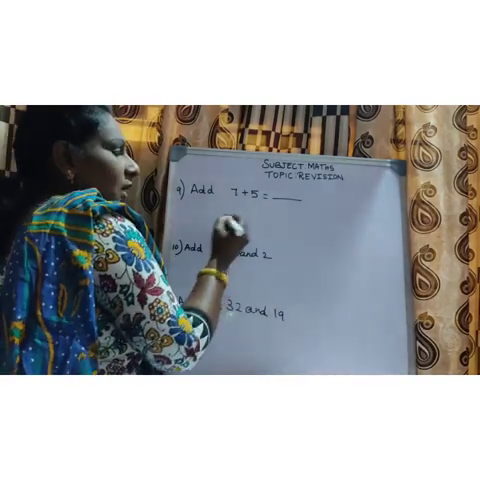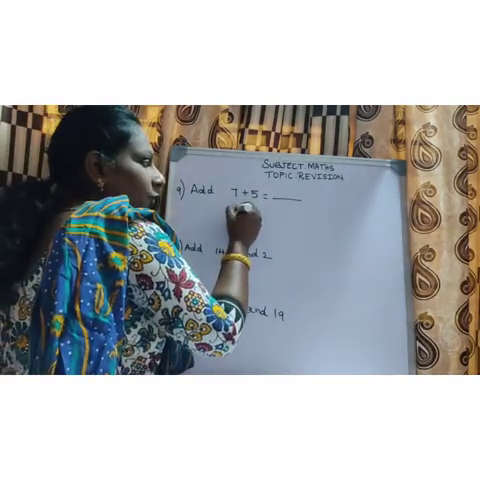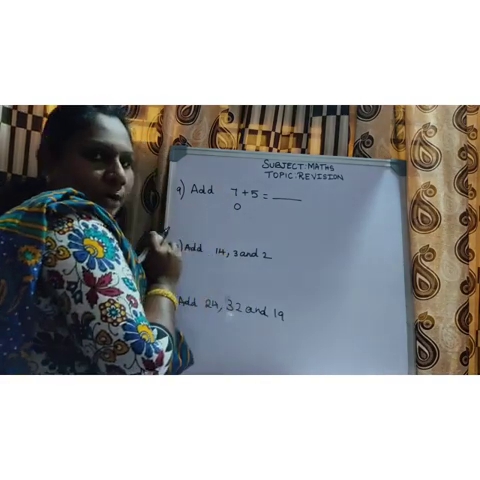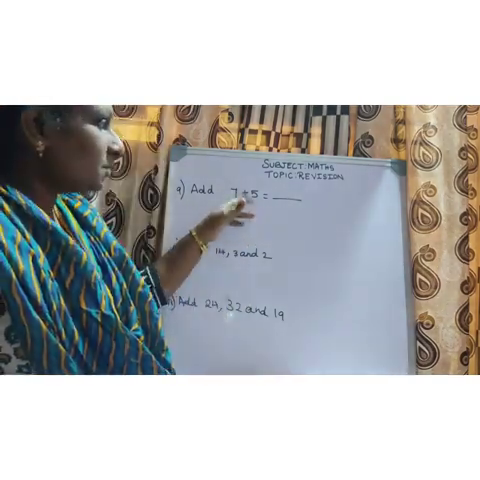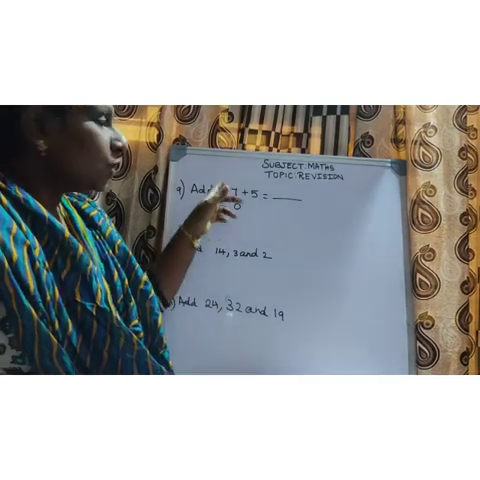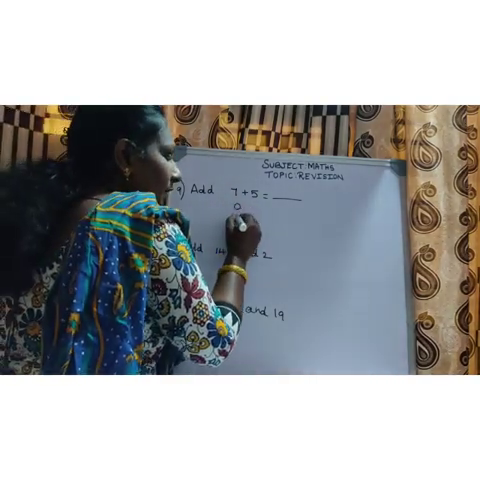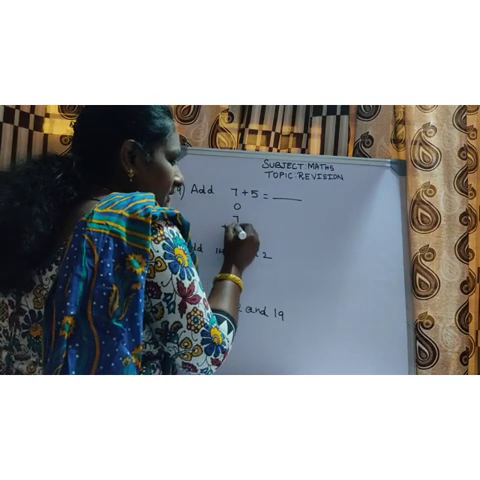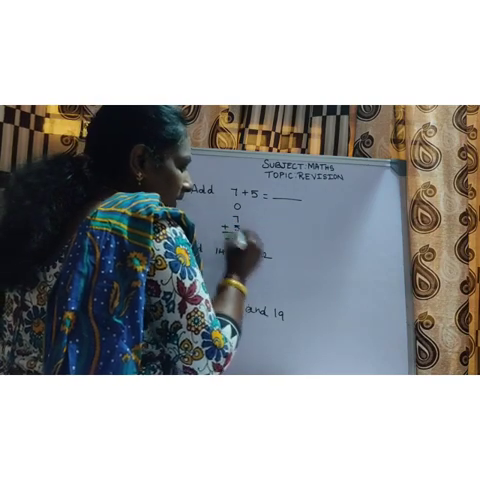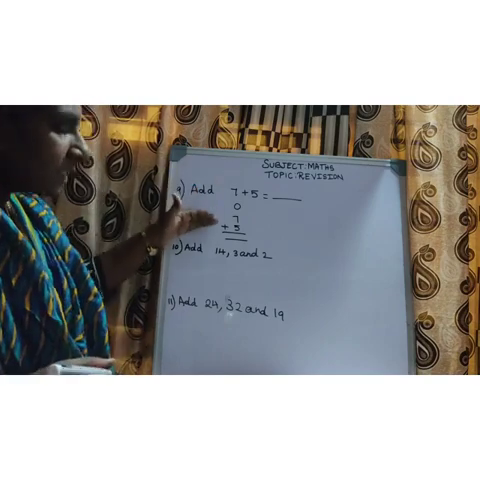Okay, so first arrange the number right here once. Why am I writing here once? Because we have only one number, so you have to write once. Okay, so below this you should write 7 plus 5 and dash. Okay, so arrange, then add.